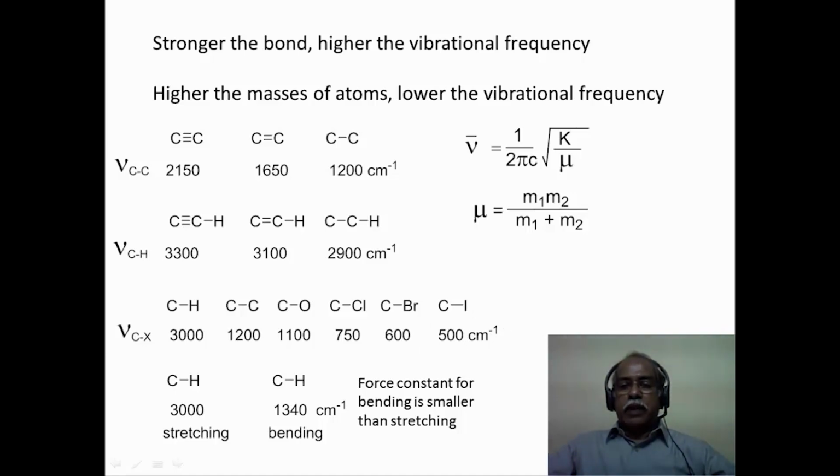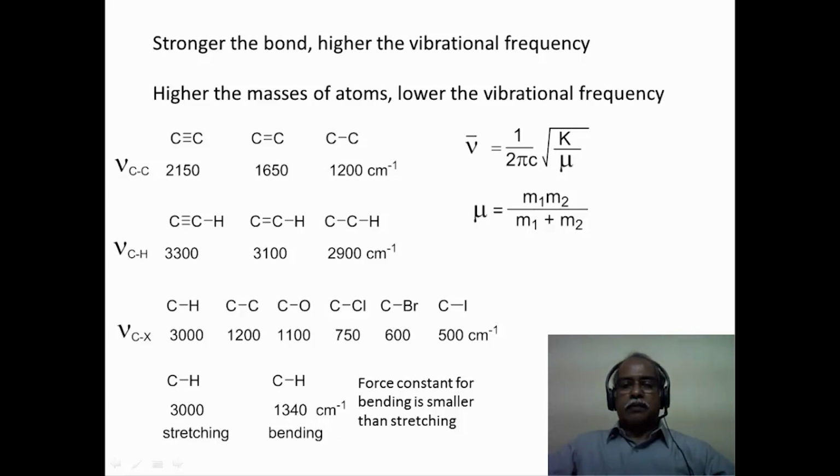Now, the force constant for the bending is generally much smaller than for the stretching kind of vibrational variation. So, if the force constant for bending is smaller than the stretching, then the bending vibration should come at a lower frequency compared to the stretching vibrations. In fact, the CH stretching vibration comes around 3000 inverse centimeter, whereas the CH bending vibration comes around 1340 inverse centimeter. So, invariably for all the functional groups, the bending modes of vibration are always at a lower frequency compared to the stretching. For example, the carbonyl stretching and carbonyl bending also will have a similar kind of difference, with the carbonyl stretching coming at a higher frequency compared to the carbonyl bending mode, which comes at a lower frequency.